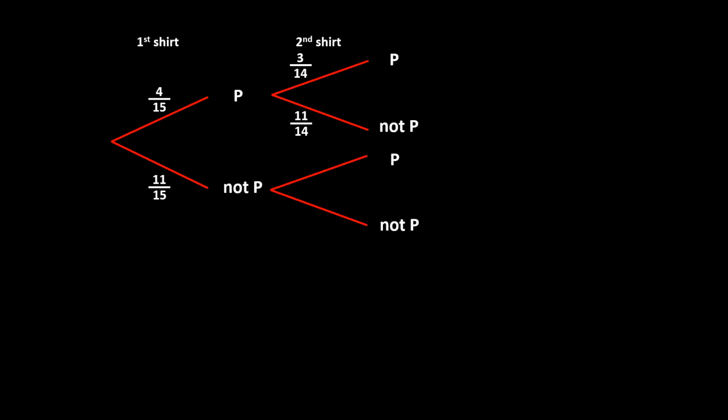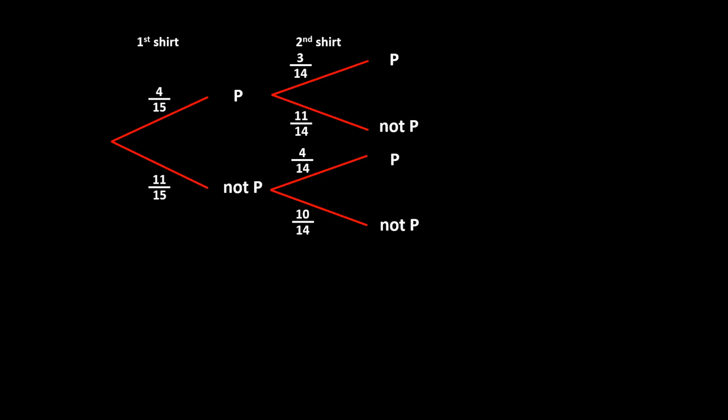Yeah, they do. Now for the second shirt, if he chose a plain first, because that is 4/15, this is now 3/14, and that's 11/14. But what if you picked a stripy one? Then the probability of picking a plain one is 4/14, and a stripy one, or not plain, is 10/14. So now we've got different numbers on different branches.